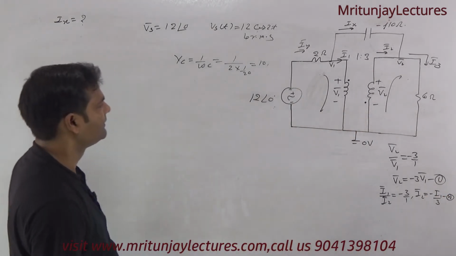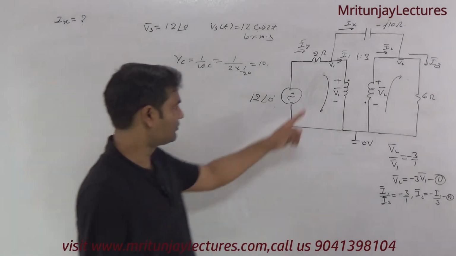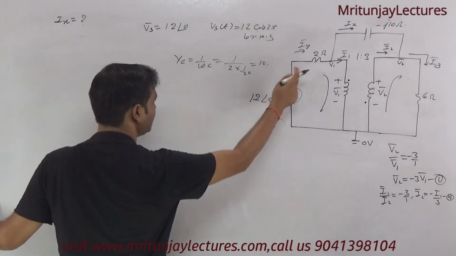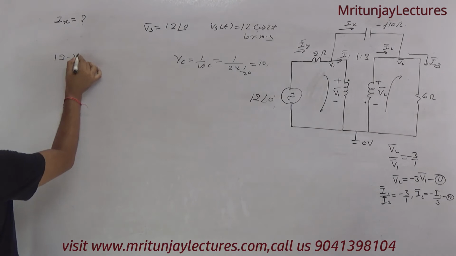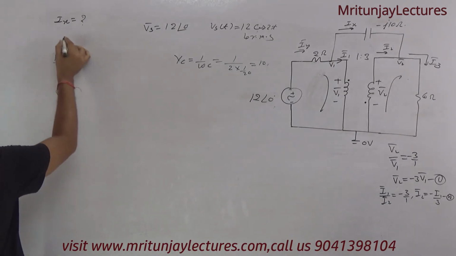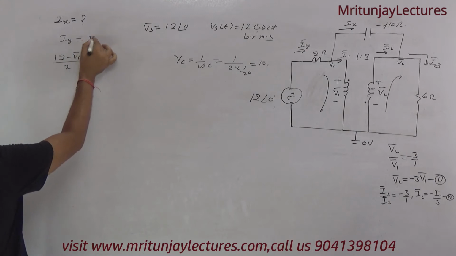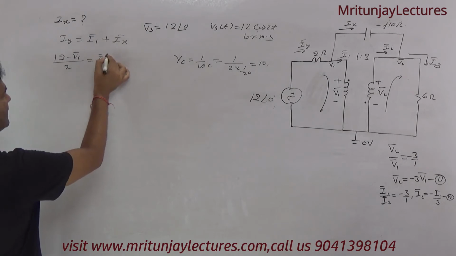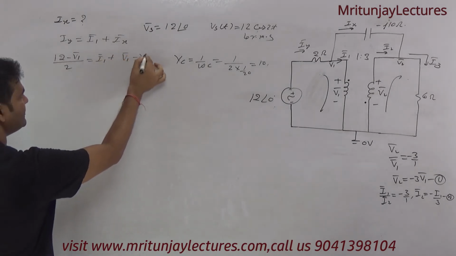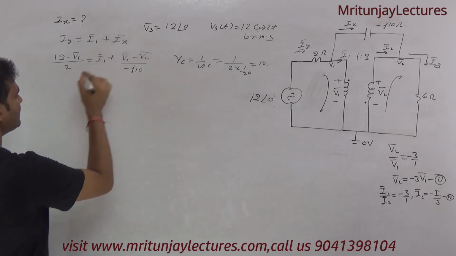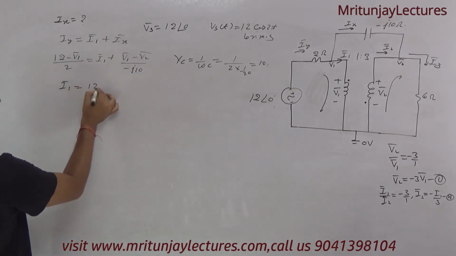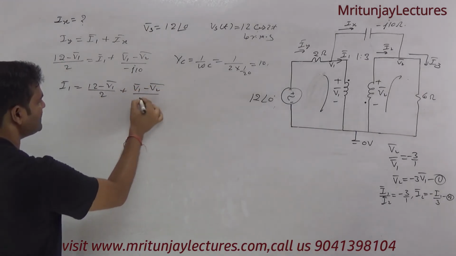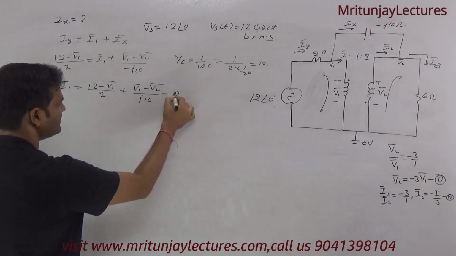Now apply KVL at node 1 and at node 2. First, Iy is equal to I1 plus Ix, and this is equal to I1. What about Ix? Ix is V1 minus V2 divided by minus j10. So I1 is equal to 12 minus V1 divided by 2, and this will be V1 minus V2 divided by minus j10, that is equation number 3.